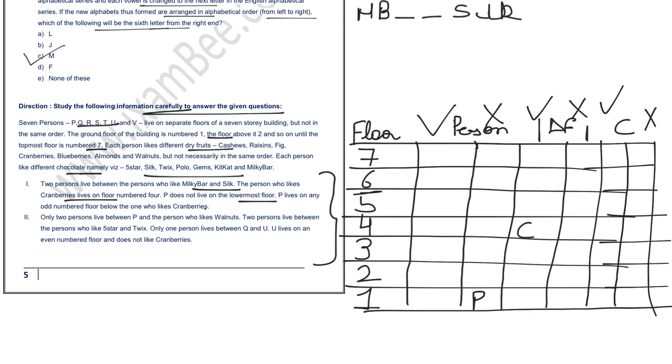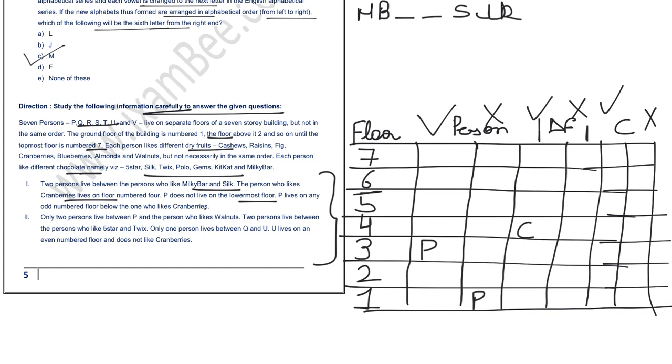So it is given to you that the person who likes cranberries lives on the 4th floor, and P lives on any odd number floor below the one who likes cranberries. Now P does not live on floor number 1, and the only odd number floor left for P is 3. So it is definite that P lives on floor number 3. So you can place P at the 3rd floor.